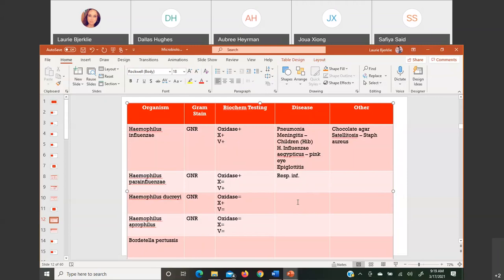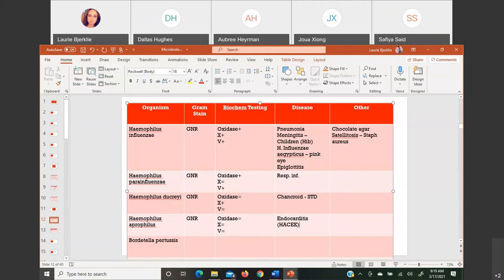Haemophilus ducreyi, of course, is an STD, and we call it chancroid. So again, this is the one that I remember only needs X factor because it causes STDs. So I think of XXX for sexual, and it's a sexually transmitted disease. So that's how I always remember this is the one that only needs X. Nothing else there.